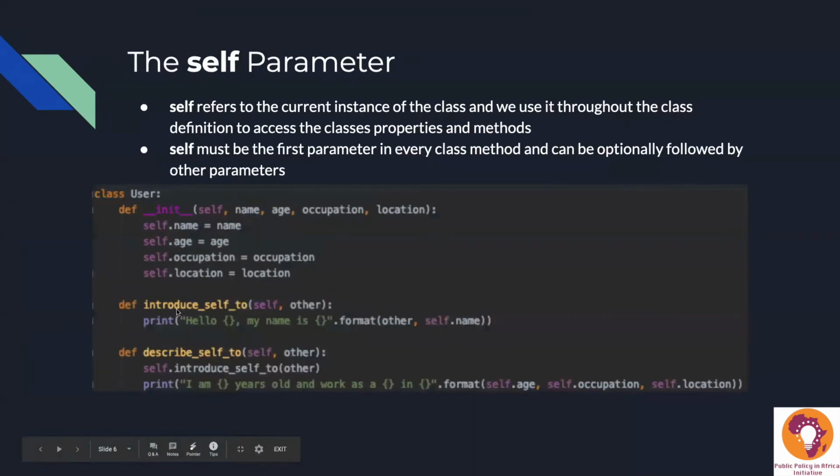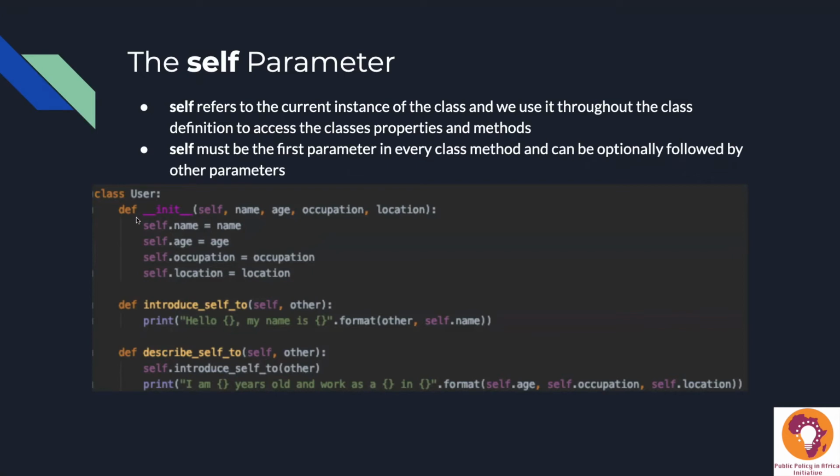All right, cool. So now let's dive a little bit deeper into the self parameter. Self refers to the current instance of the class, and we use it throughout the class definition to access the class's properties and methods. Self must be the first parameter in every class method and can be optionally followed by other parameters.